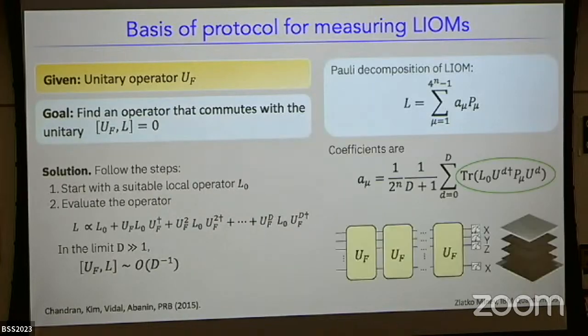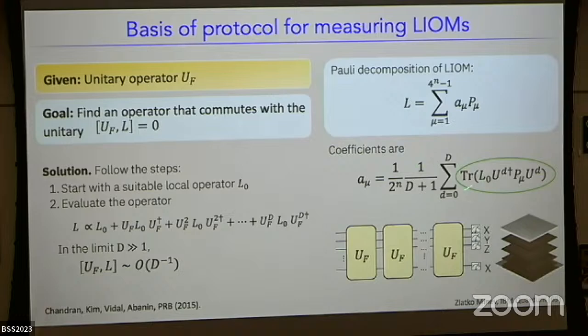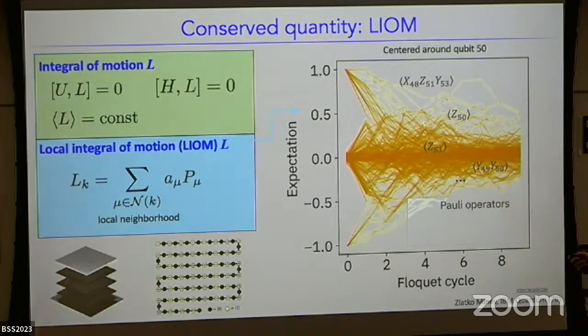I'm going to skip this part, but this is how we actually go through and find the integrals of motion. There's a procedure. There's a very nice paper here that this whole idea is based on. And at the end of the day, it just boils down to measuring a number of Pauli terms as a function of time in different initial states. So maybe I prepare an XXX, YYY, ZZZ, or XY, XY, ZZ. And then we measure the time evolution with error mitigation of a number of these Pauli terms.